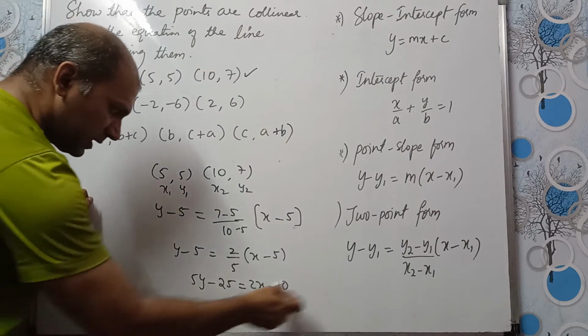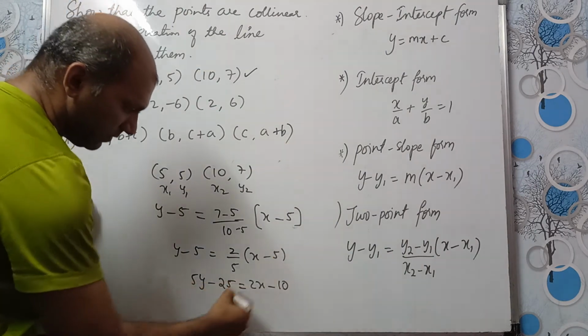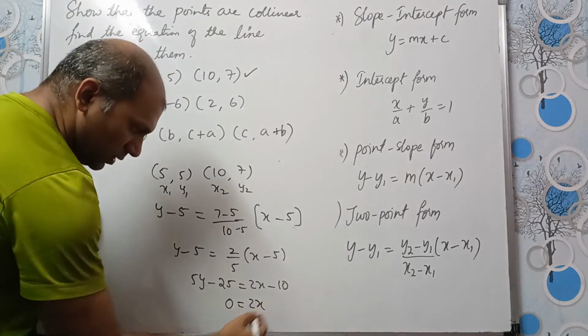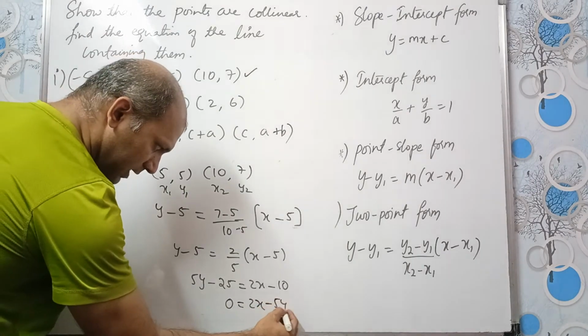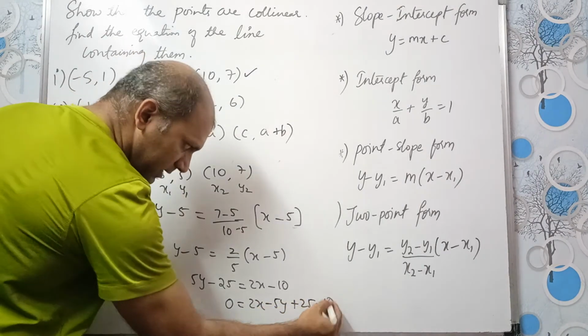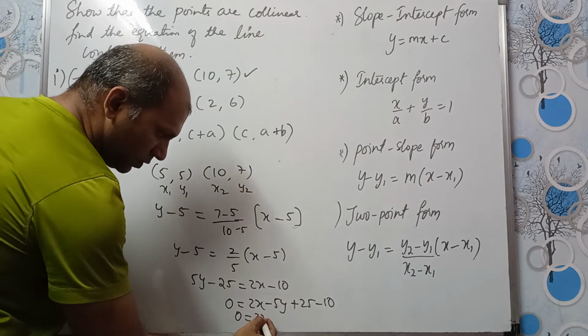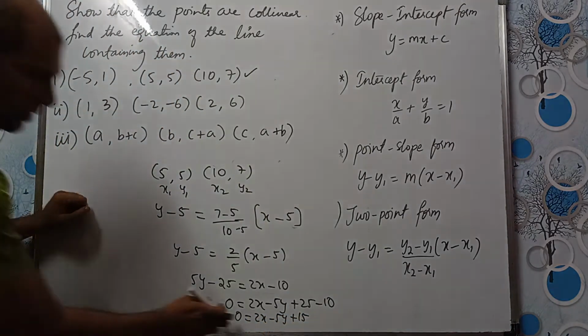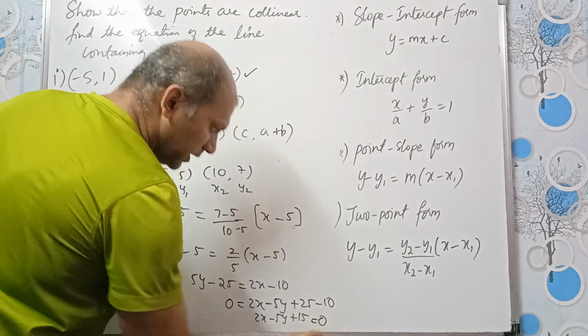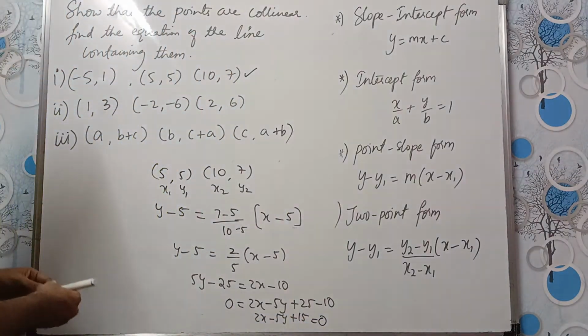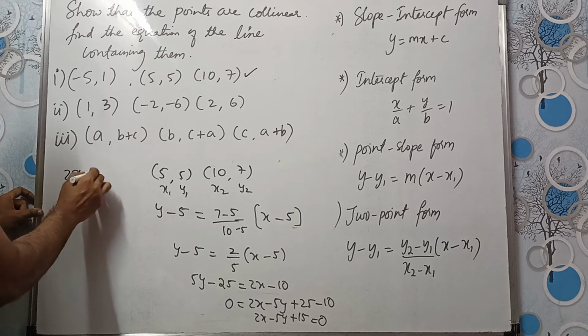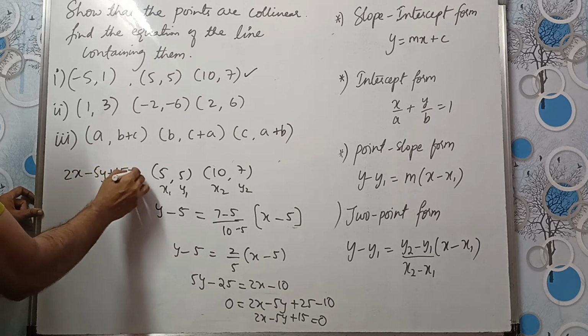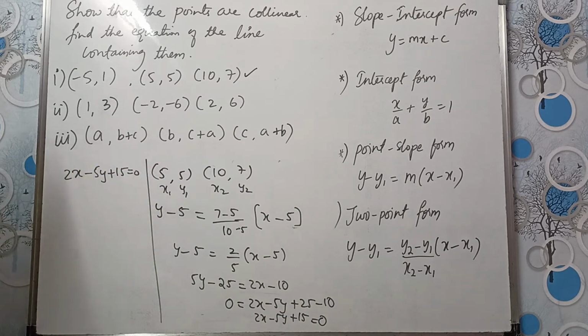Okay. Sending 5y and 25 to the other side, we will have 0 equal to 2x minus 5y plus 25 minus 10. So this is 0 is equal to 2x minus 5y plus 15. Okay, so this is the equation we got. What is the equation? 2x minus 5y plus 15 is equal to 0 is the equation.